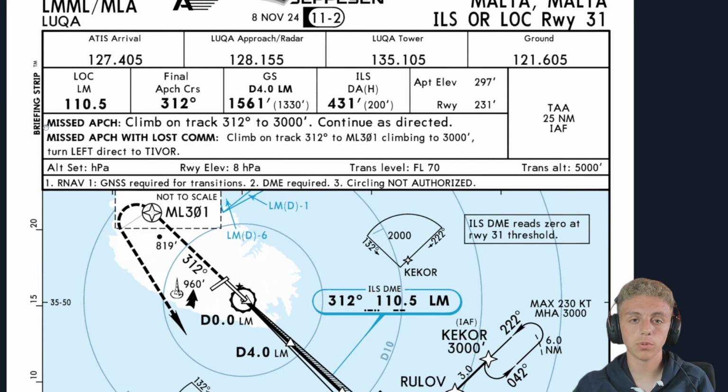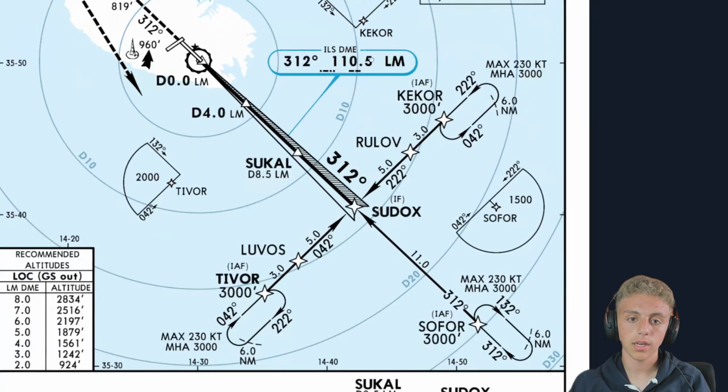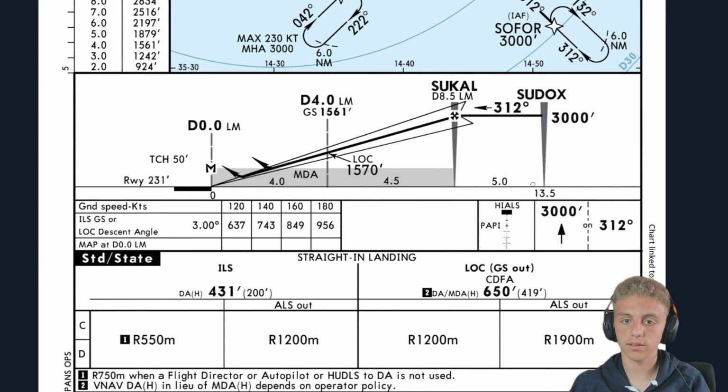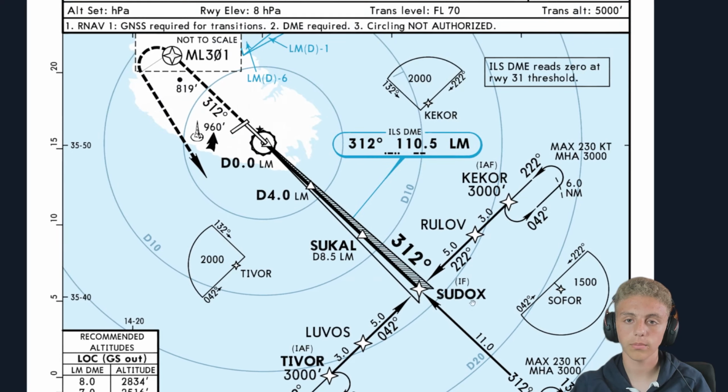Over here, you have the missed approach procedures. You will climb on track 312 degrees to 3,000 feet. Then you will continue as directed. It is also written down here, straight ahead 3,000 feet on 312 degrees.